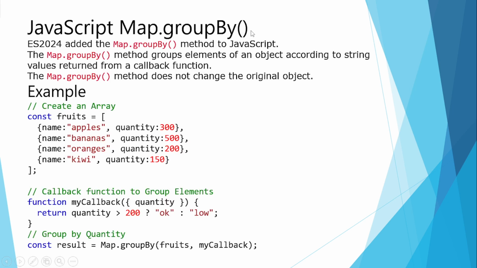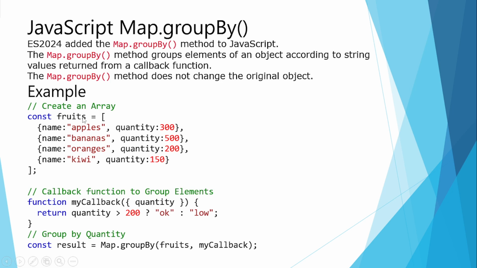JavaScript Map.groupBy. ES2024 added the Map.groupBy method to JavaScript. The Map.groupBy method groups elements of an object according to a string value returned from a callback function. The Map.groupBy method does not change the original object. When you use the Map.groupBy method, it will not change the original value of our object.